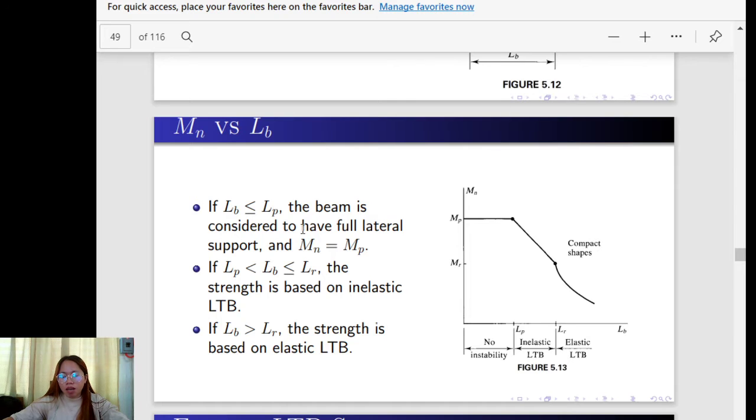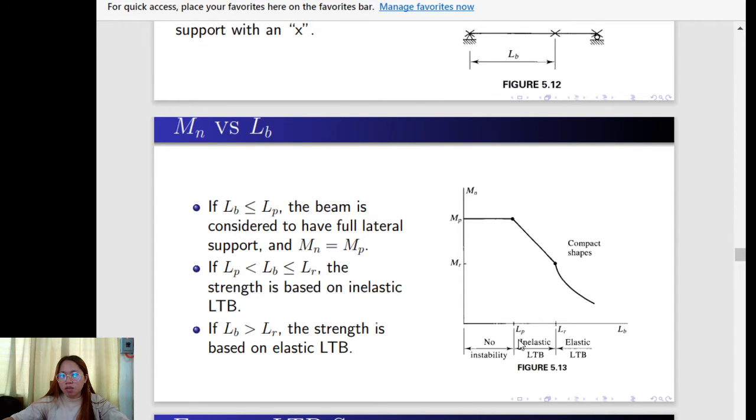We have these conditions. If L sub B, the unbraced length, is less than or equal to L sub P, from the very left, no instability to L sub P, the beam is considered to have full lateral support, and the nominal moment is equal to your plastic moment.